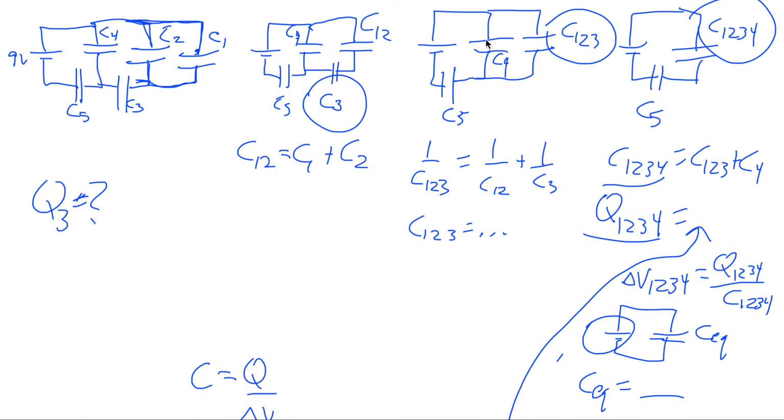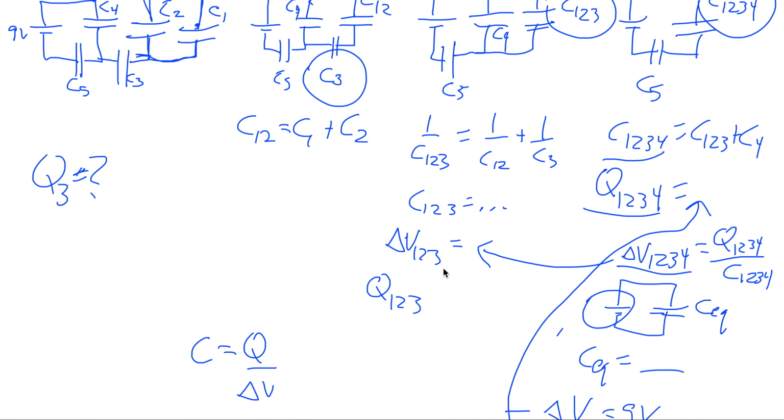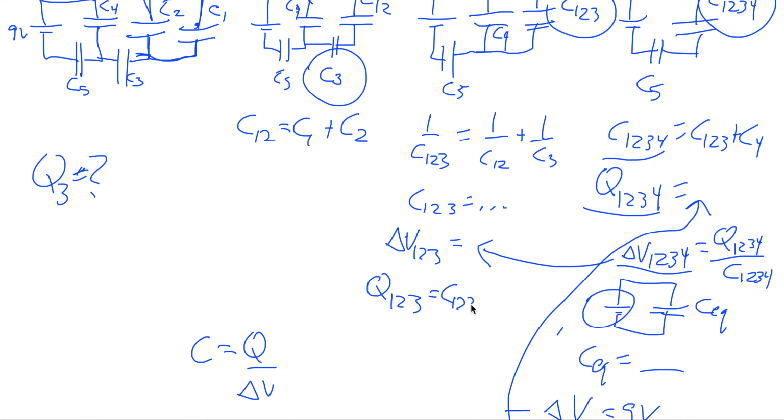And then we go back. These two were in parallel to get to this one. In parallel, the voltage is the same, so now you can say, okay, I know the voltage on C123 is the one I just found on C1234, because the voltage is the same when they're in parallel. And then you can calculate Q on C123, and you can say, okay, well, Q is going to equal C times delta V. And once again, you have the C and the delta V right here to plug in to get the Q.